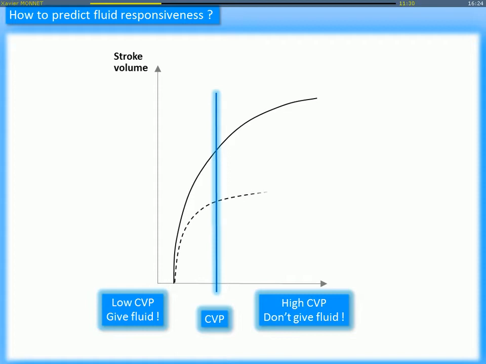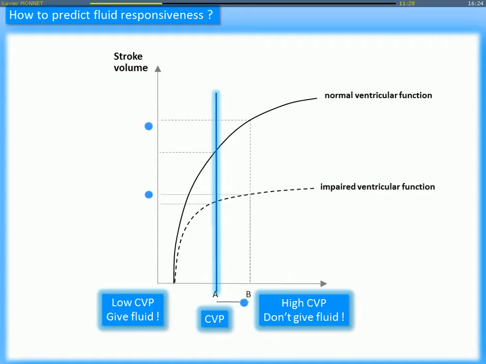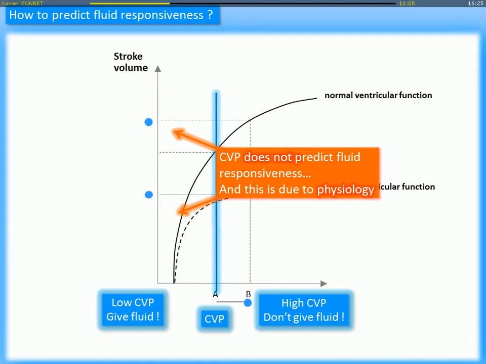And it's clear from this picture here that a given value of CVP, for instance, I don't know, 10 or 14, is not an indicator of fluid responsiveness just because you don't know the slope of the cardiac function curve. And so this strategy, CVP is low, I should give fluid, CVP is high, I should not give fluid, this strategy is actually not the good one. CVP does not predict fluid responsiveness, and it comes from physiology.